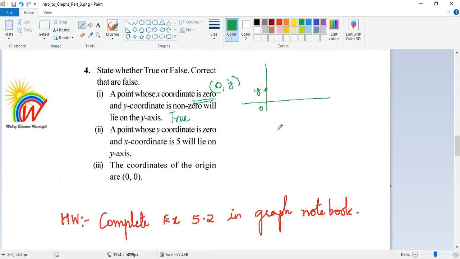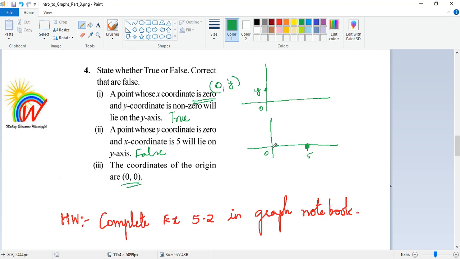Now you see, let's draw the x-axis and y-axis. Y coordinate is 0 and x coordinate is 5. The x coordinate is 5 over here, so y is 0 over here. So both lie on this point. So it lies on the x-axis, not on the y-axis. So it's false. And the coordinates of the origin are 0 and 0.